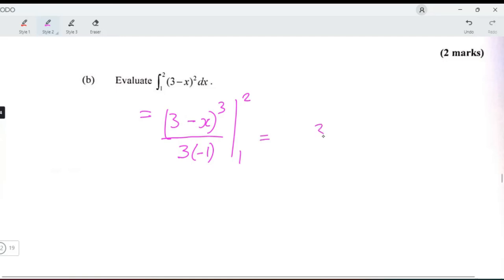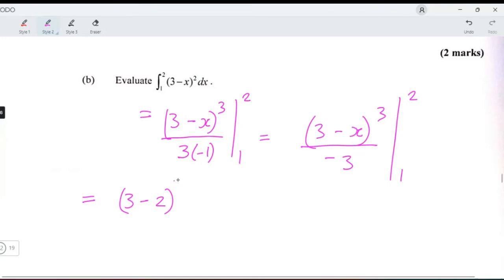So that is now, first thing, let me just pretty it up a bit. So this is 3 minus x cubed over negative 3. I'm going from 1 to 2. Inserting in the 2, that's 3 minus 2 cube over negative 3 minus, when x is 1 now, 3 minus 1 cube over negative 3. We work that out.